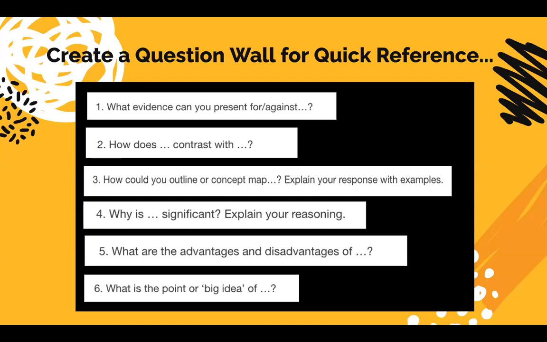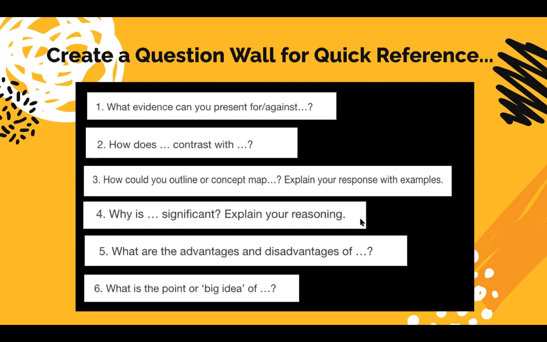Question 1, what evidence can you present for or against? So again, if we take it back to the lyrics in the song that I just shared with you, it might ask for and against tearing down the Berlin Wall. How does tearing down the Berlin Wall contrast with, let's say, the building of the Great Wall of China? Another question, how could you outline or concept map the events that led up to the tearing down of the Berlin Wall? Why is this significant? Why is this time in history significant?